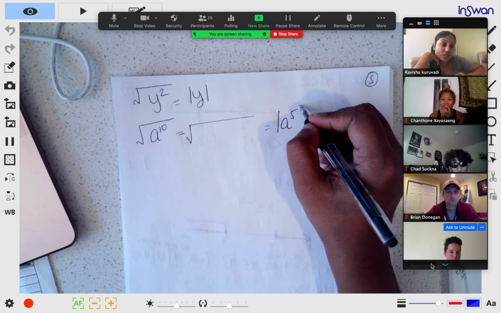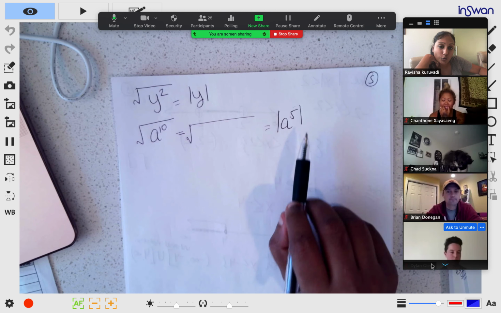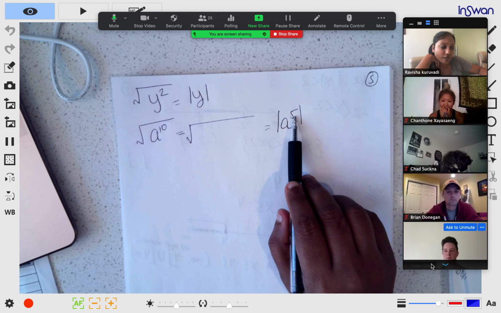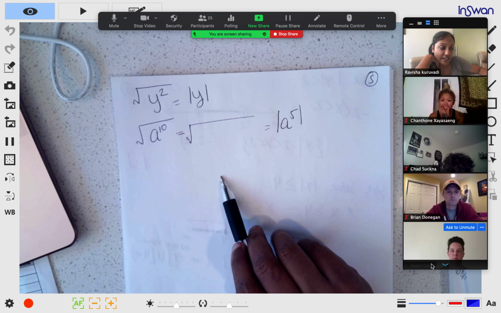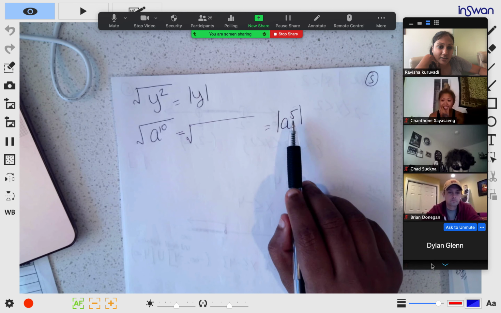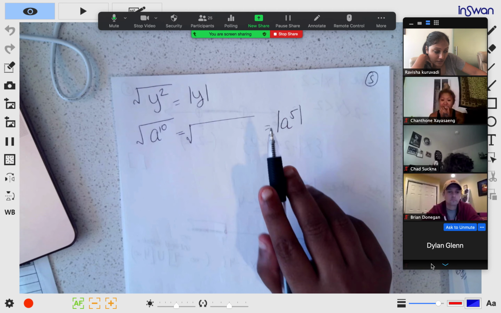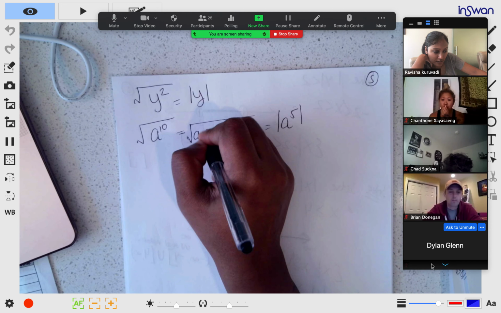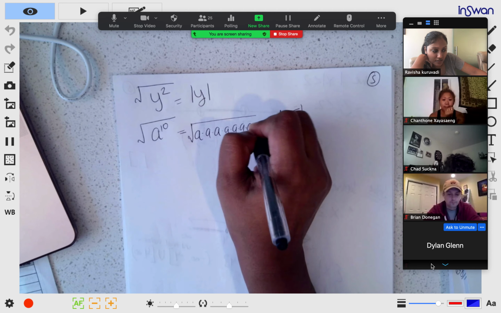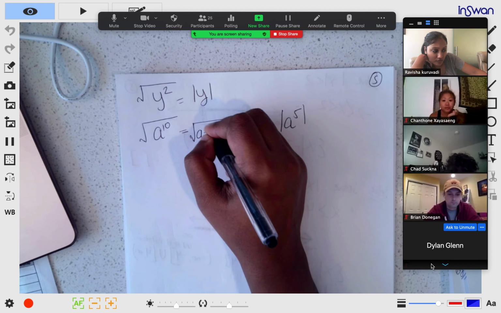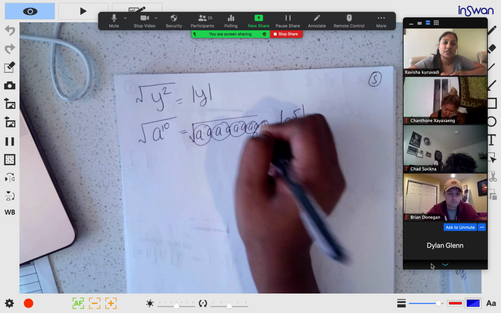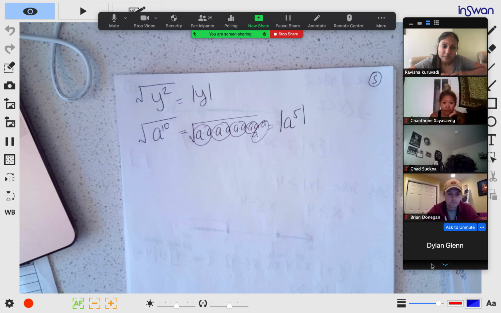If it's even power like 2, 4, 6, 8, I can remove the absolute sign. But if the power on the variable is 1, 3, 5, 7, I have to keep the absolute sign. Here I have 10, so you make pairs, and I took out 5 of them outside. Any questions with this, anyone?